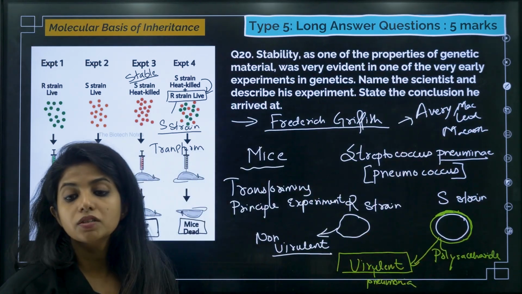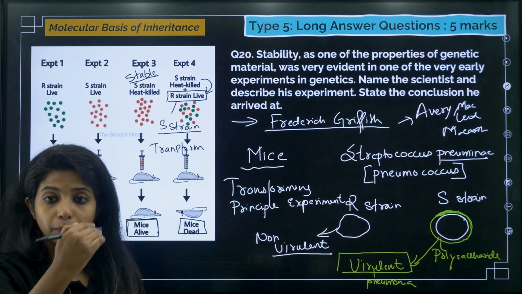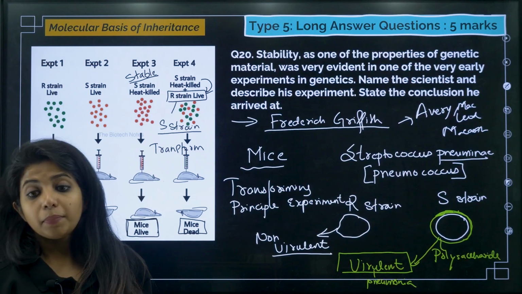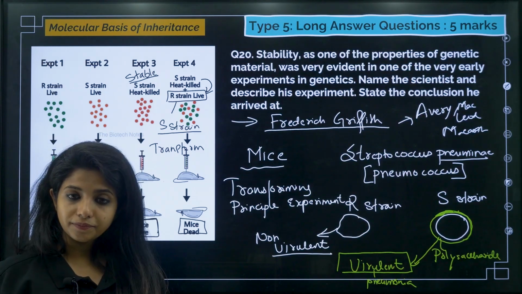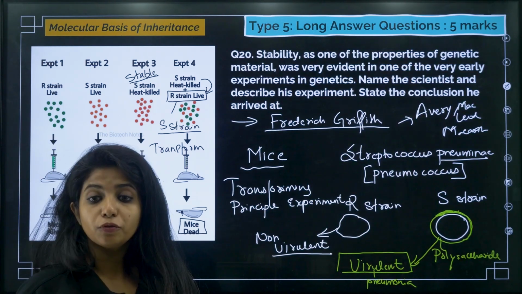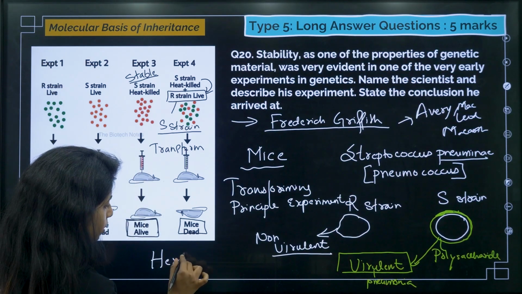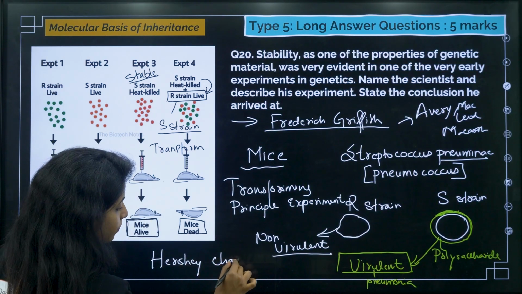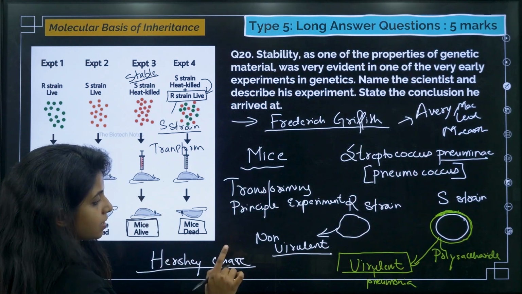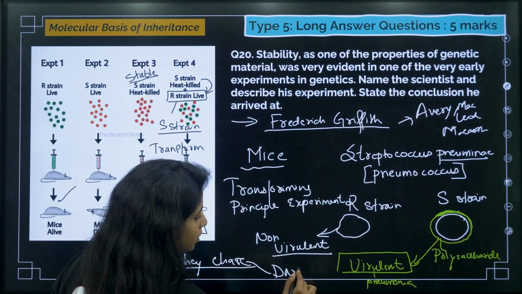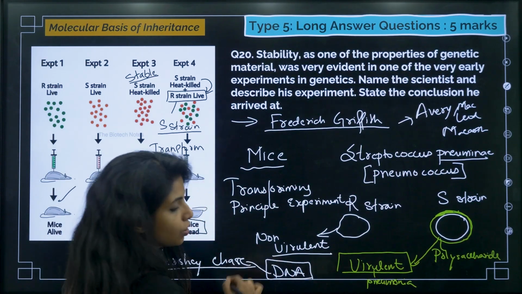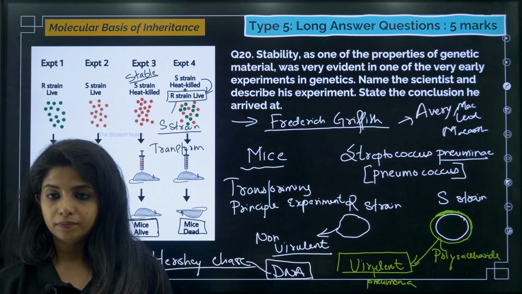They said that DNA is the genetic material that is getting transformed, getting passed from this one to this one. But then some other people came, Hershey and Chase. They said that yes, DNA is the genetic material that is getting passed on. They are the ones who finally found it out.